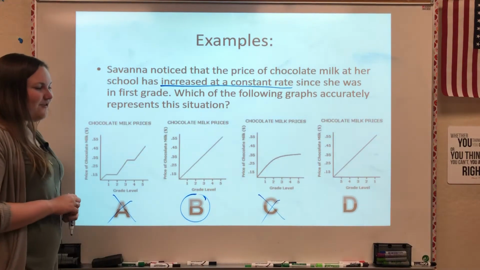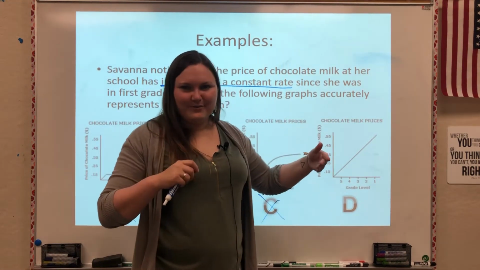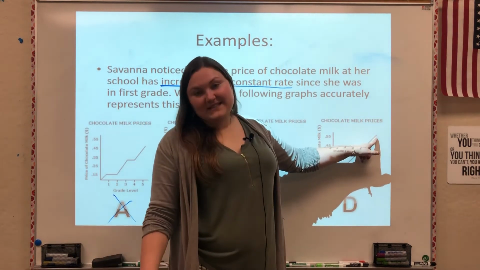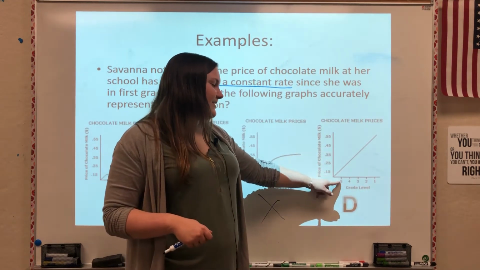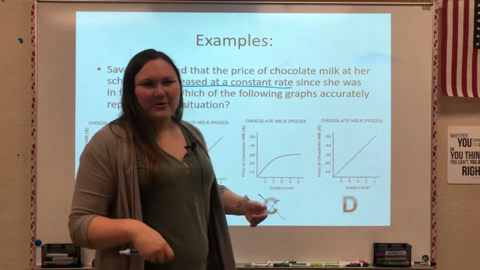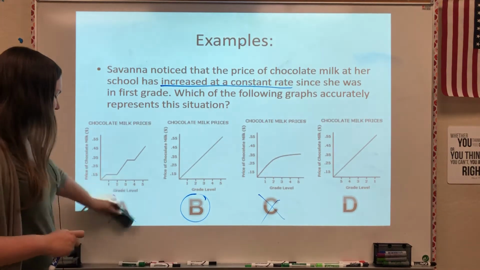If I'm looking at graph D, what D is actually showing, if you think about the order in which you go through grades, is that it is most expensive early on, and then it's constantly decreasing as time goes by. The graph is the opposite order of what we would want. So we get graph B for this one.